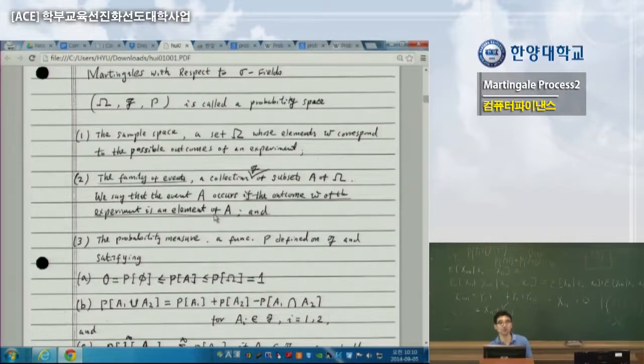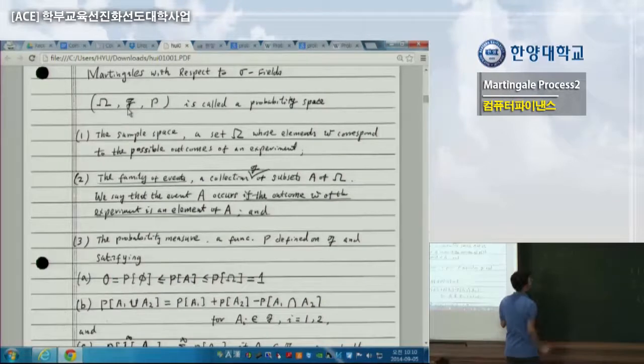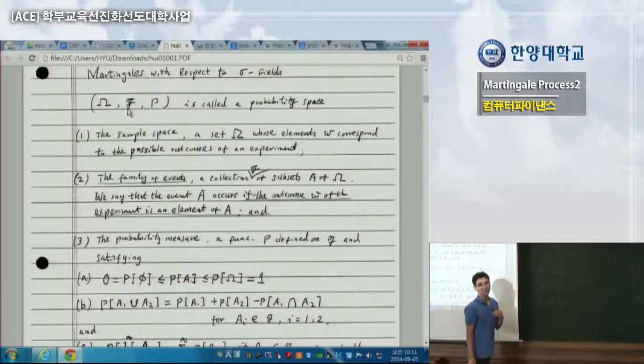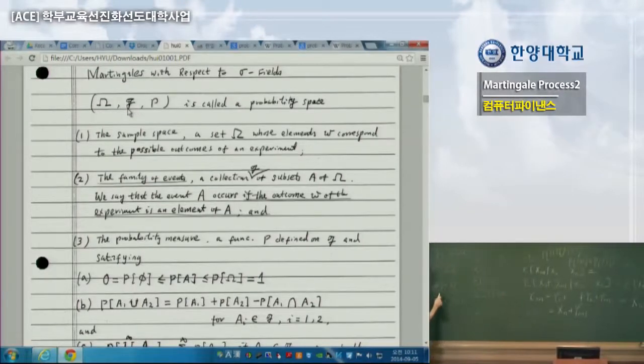One technical condition in a probability space is that F should contain the null set, the empty set, and it should contain omega. That's basic. So the probability that nothing happens should be 0. And the probability that this happens, by the second axiom, that one of 1, 2, 3, 4, 5, 6 occurs, is 1, right?